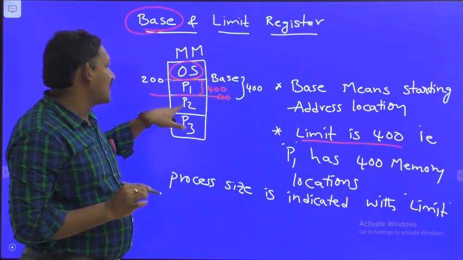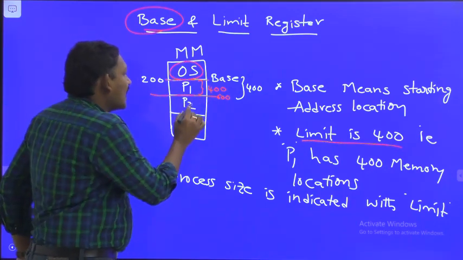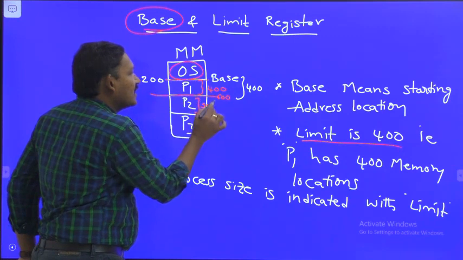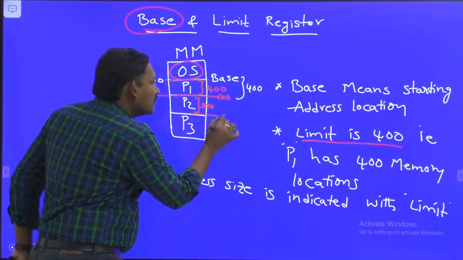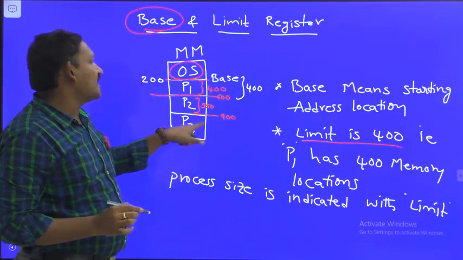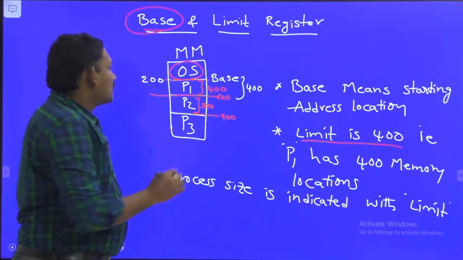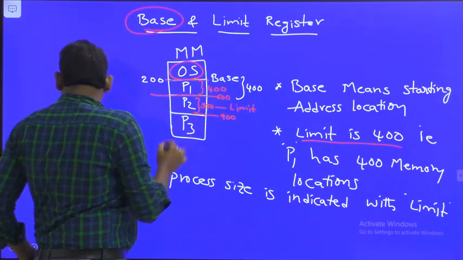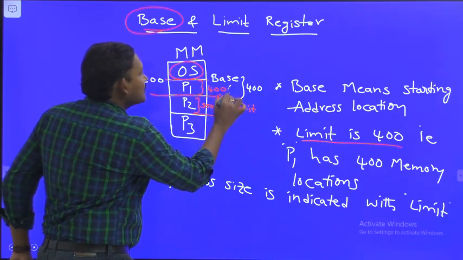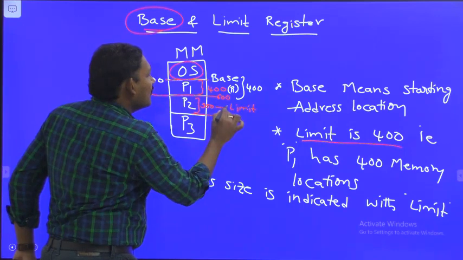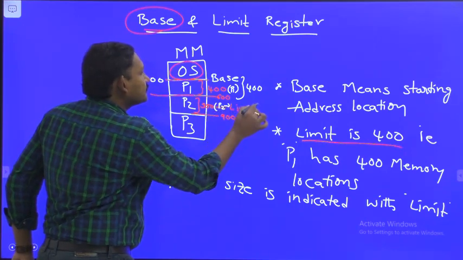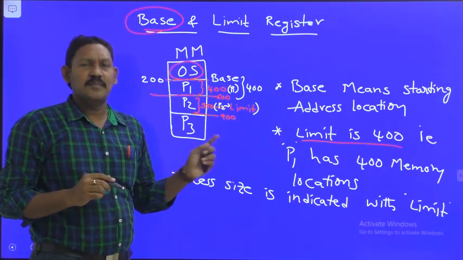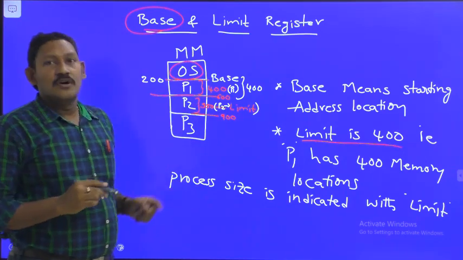Hope you are understanding. The base address of P2 is 600, and if the address locations of P2 is, let us suppose, 300, then 600 plus 300 is 900. So the base address of P3 is 900. This is the limit of P1 and this is the limit of P2. Like that, we indicate the base and limit register. These are the basic concepts we have to look at before going to paging.